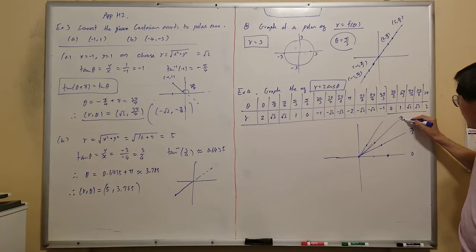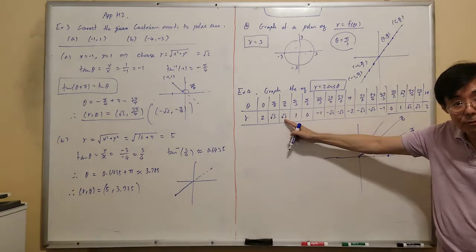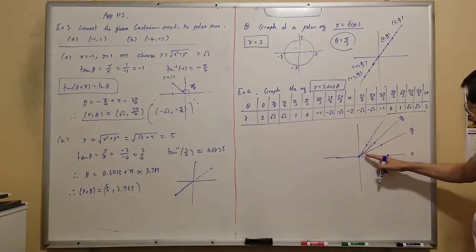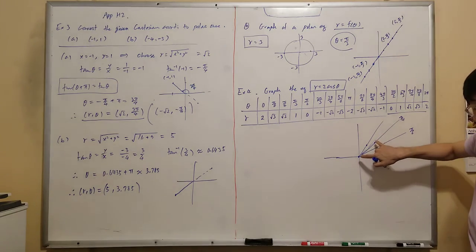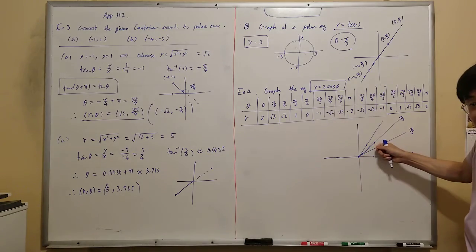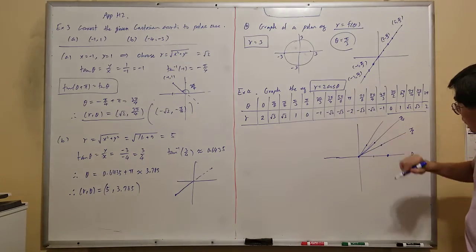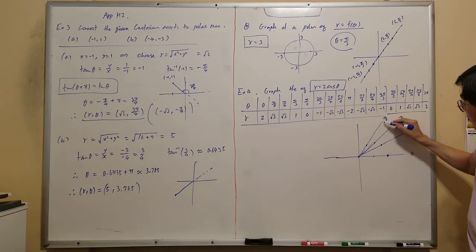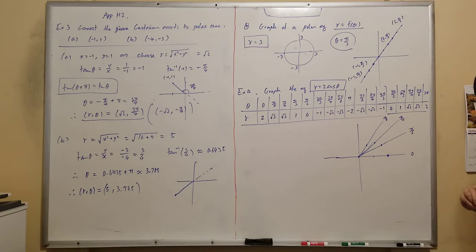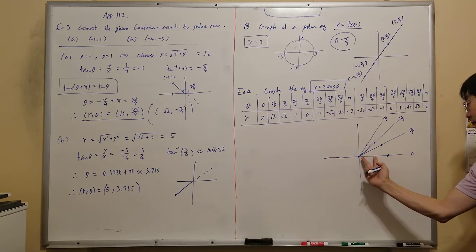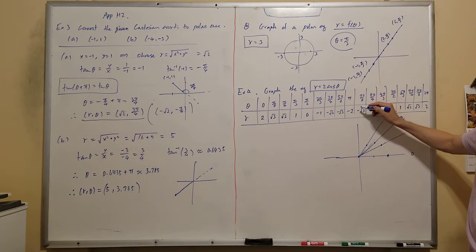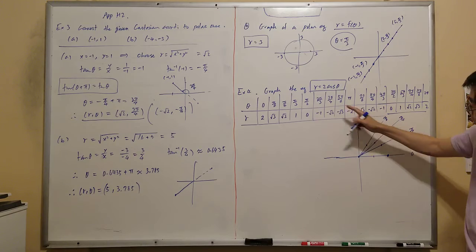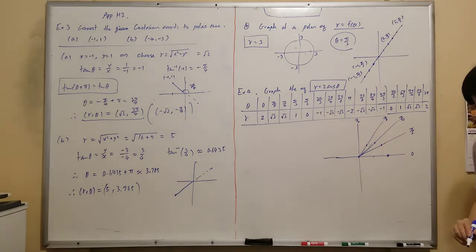And at pi over 4, your r, the distance from the origin, must be square root of 2, 1.4 something. So you measure 1.4 something using your compass, or put your ruler, square root of 2. And at pi over 6, r is 1. Distance 1. That distance is the same as this, 1. And then in the pi over 2 direction, your r is 0 over here.